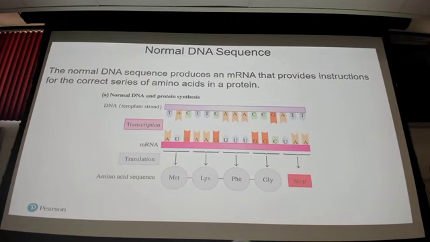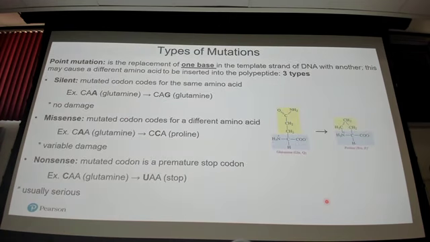And here is a normal DNA sequence. You see the DNA template strand transcribed into the messenger RNA, which is translated into the amino acid sequence with the stop codon. There are 3 different types of mutations that we're going to talk about. We're going to talk about the point mutation. There are 3 types of point mutations, excuse me.